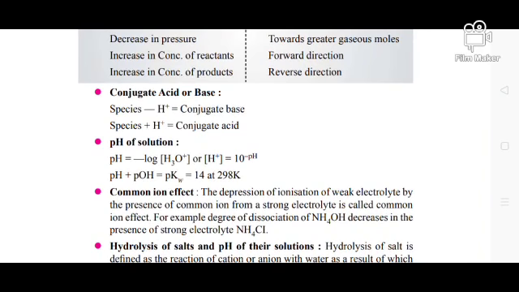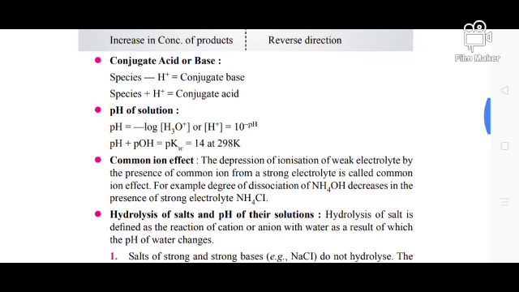After that, the conjugate acid or base. What is the conjugate acid? My dear friends, when the H plus ion is removed, it is generally known as the conjugate base, and when we are adding the H plus ion, we can say that it is the conjugate acid. So this is the general idea.